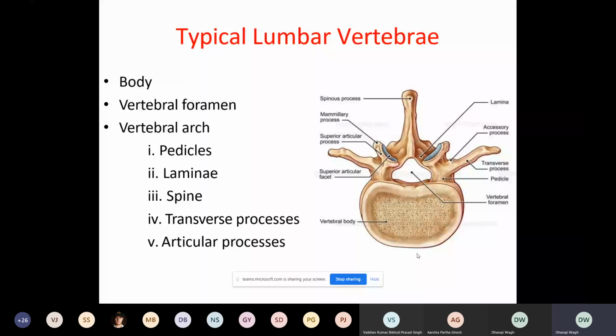And see, from L1 to L5, the length of the transverse process increases from L1 to L3, and then after that it decreases. This is an MCQ or viva question. The length of the transverse process increases from L1, L2, L3. After that, at L4 and L5, it decreases. Remember that this is an MCQ or viva question.